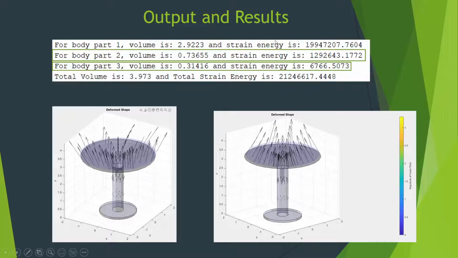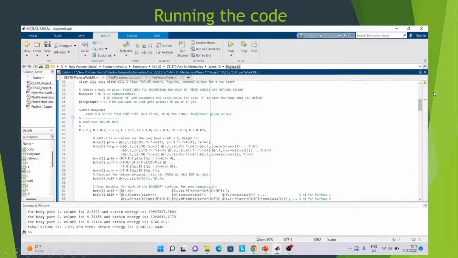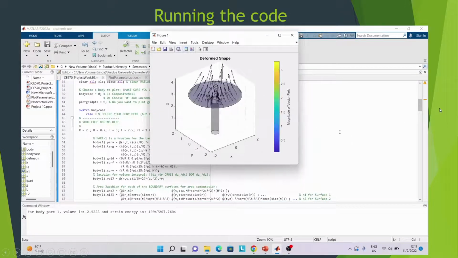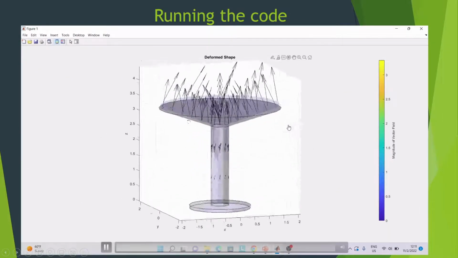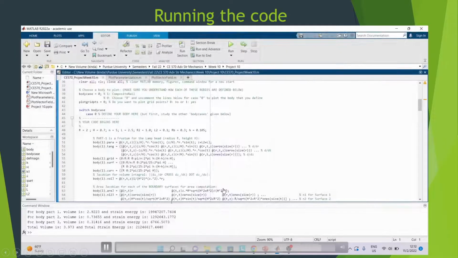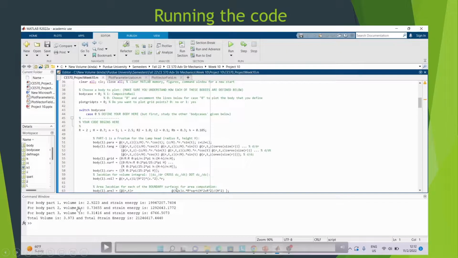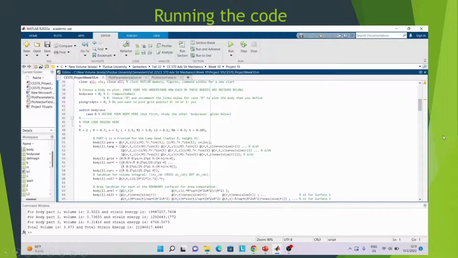This is my output where we calculate the volume and the strain energy of each and every body part, and then we simply add them to find the total volume and the total strain energy. These are a few snapshots of my model generated by MATLAB. This is my code. I'll show you a quick demo. As you see, the model has been generated, and we can see both the deformed and undeformed shapes. And these are my computed values of volume and strain energy.